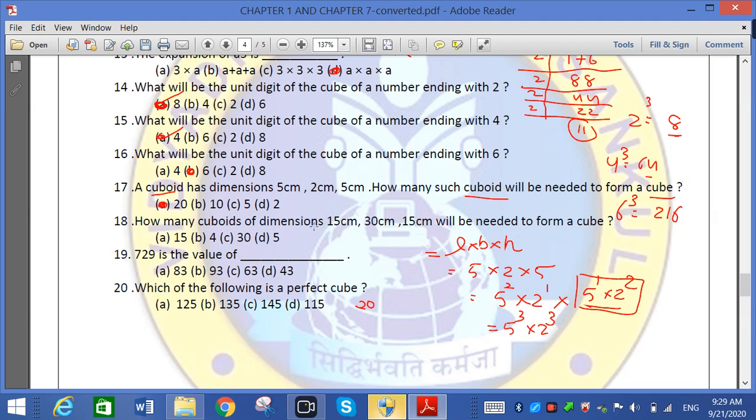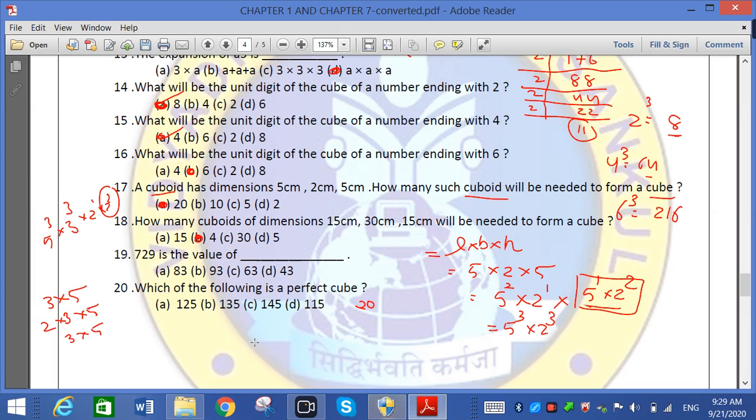Same sum: how many cuboid dimensions 15, 30, 15 are needed to form a cube? Same sum as 17, you have to do it yourself. 15 means 3 into 5. 30 means 2 into 3 into 5. 15, that is 3 into 5. So now 5 should be 3 times, 3 should be 3 times. Now 2 is in the form of 1 time. So to the power 2 I have to multiply. It means 4. So multiply by 4.